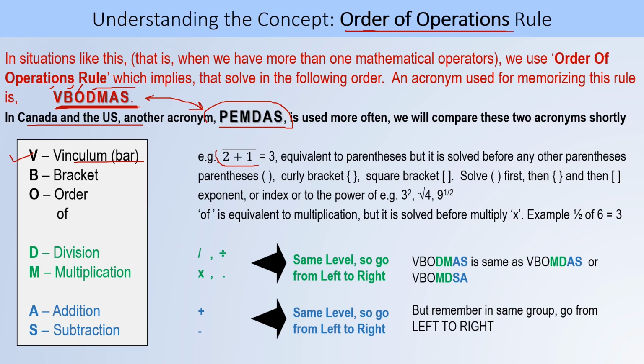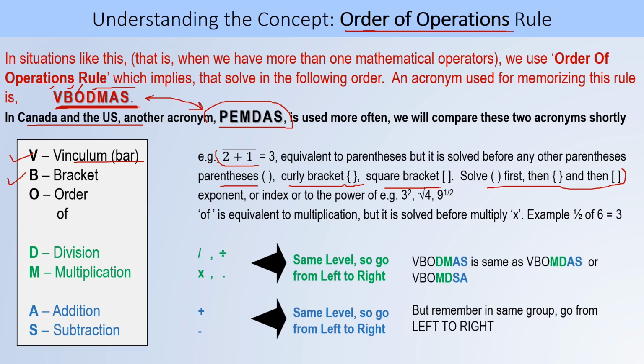Next comes in VBODMAS B, which is bracket, and there are different types of brackets. The first is parenthesis, then the curly bracket, you can see it is drawn here, then the square bracket. The order of solving these brackets is that we should solve first of all the parentheses, then the curly brackets, and then the bigger bracket or the square brackets.